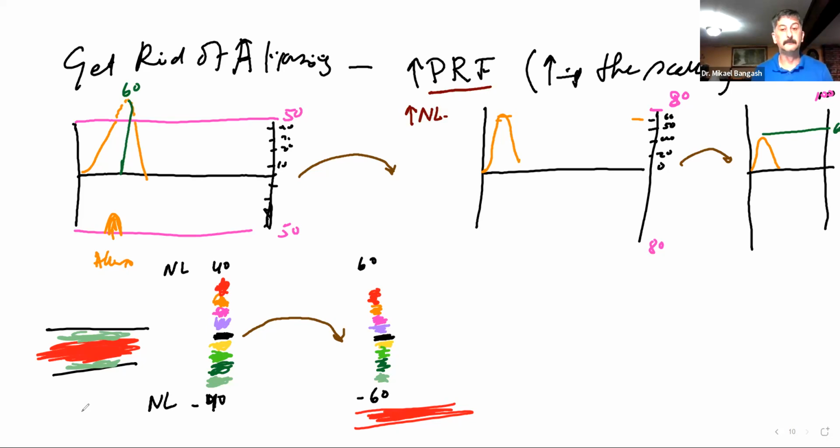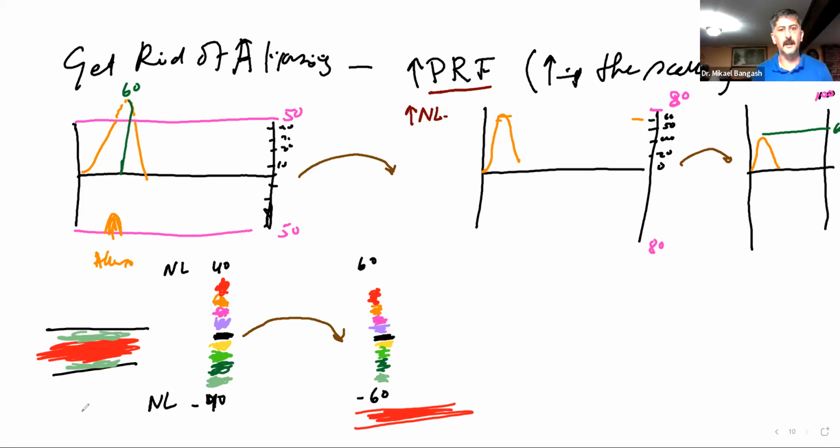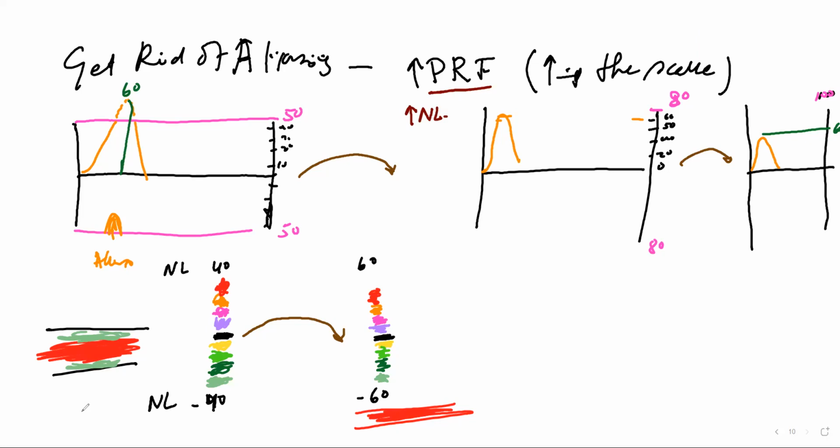Did that make sense? I have a quick question. So increasing the PRF is going to increase the color scale, like the color map? No. Why would it increase the color map? The color map remains the same. I mean like the numbers. Exactly, that's what I meant.